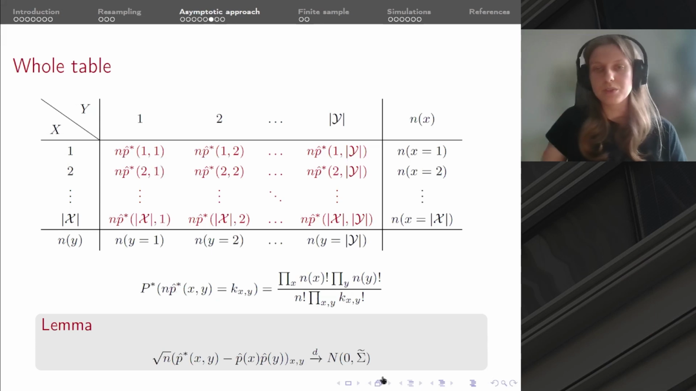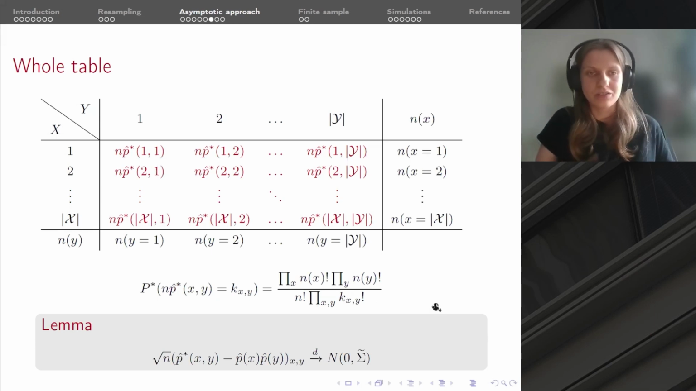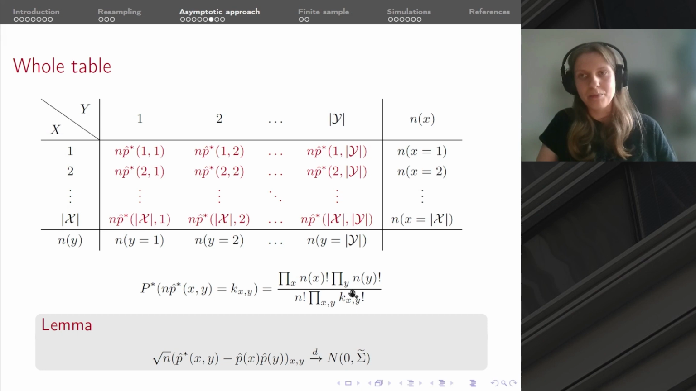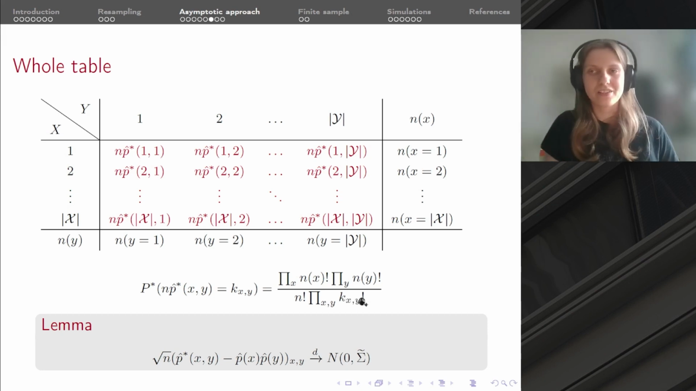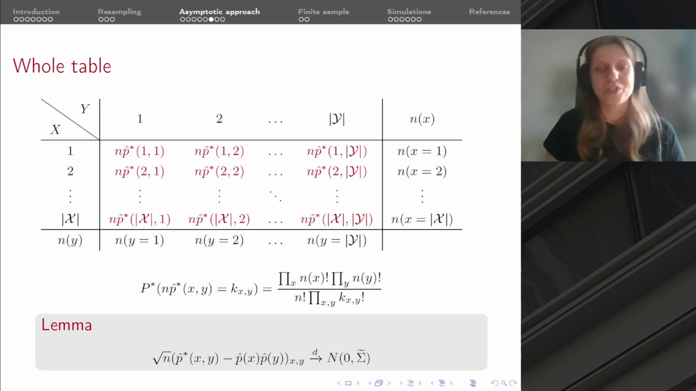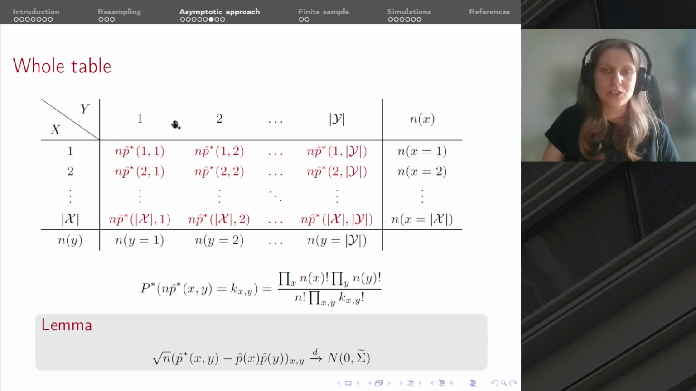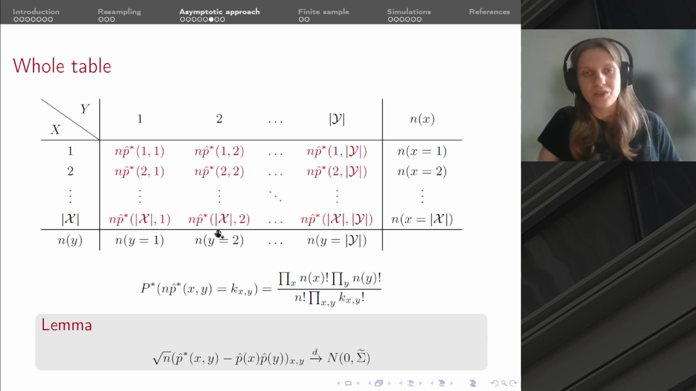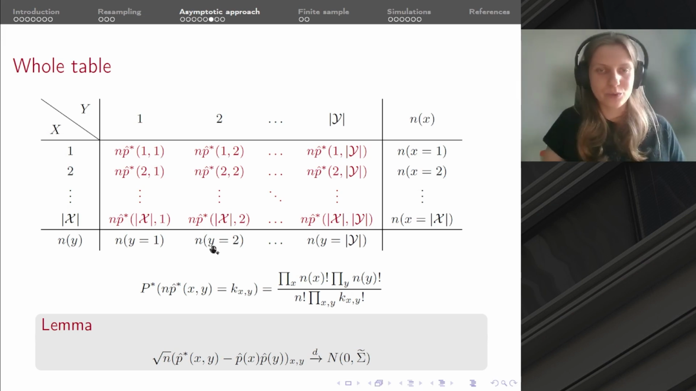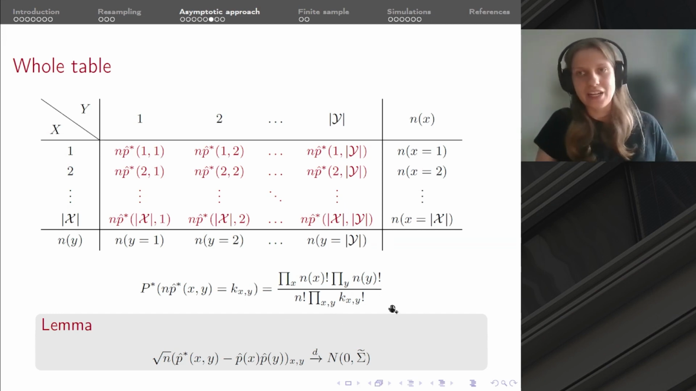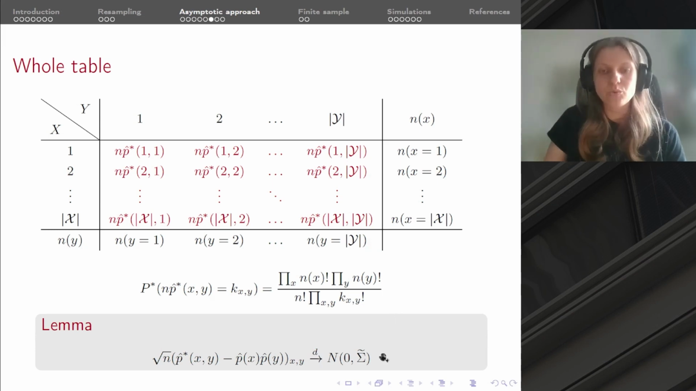And for the whole table, we obtained the distribution of that thing. It is similar to the hypergeometric distribution, but in fact it is a generalized, multivariate hypergeometric distribution. If we had just one row or just one column, then it would be the well-known multivariate hypergeometric distribution, but as we have the whole table, it is somehow generalized further. And we obtained the asymptotic distribution of that.